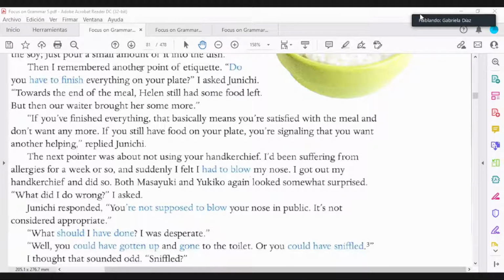Then I remembered another point of etiquette. Do you have to finish everything on your plate? I asked Junichi. Towards the end of the meal, Helen still had some food left, but then our waiter brought her some more. If you finish everything, that basically means you're satisfied with the meal and don't want any more. If you still have food on your plate, you're signaling that you want another helping, replied Junichi.